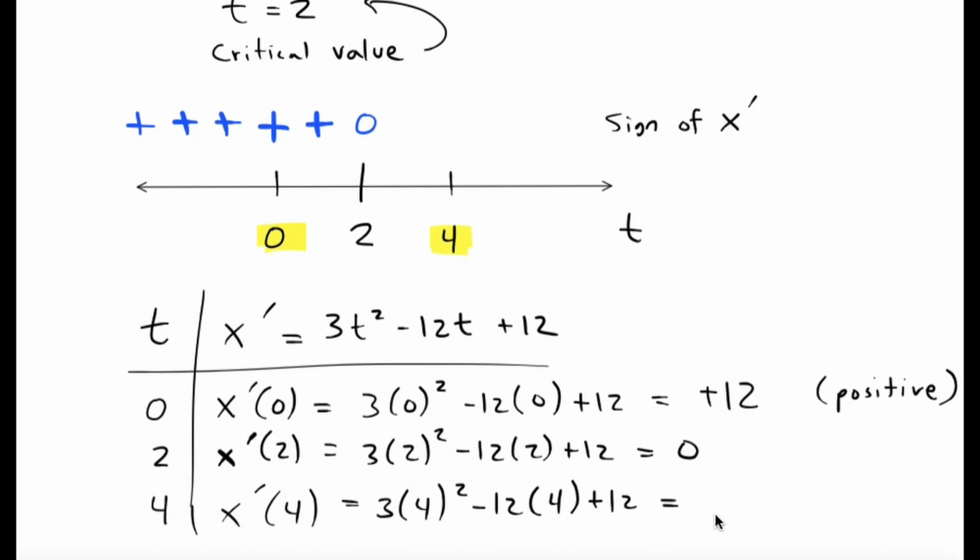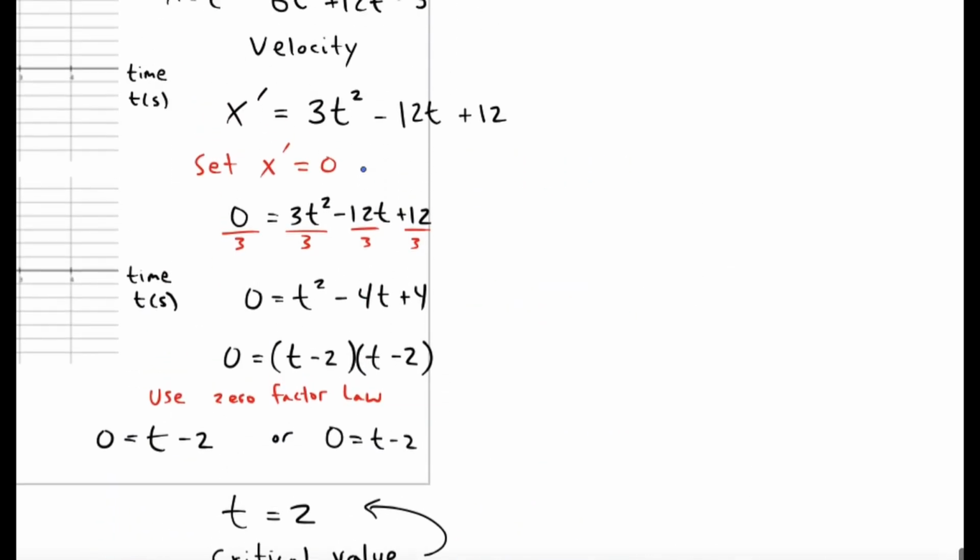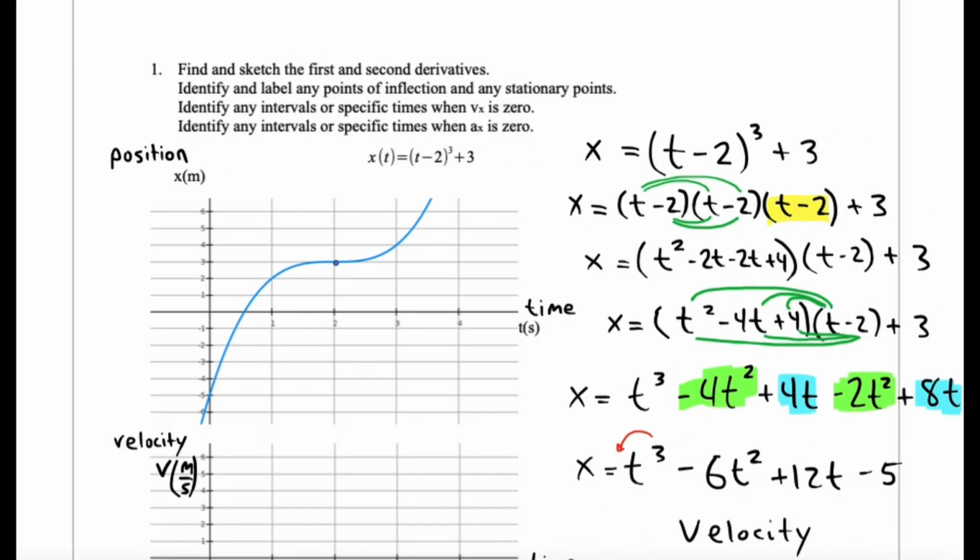Yeah, 48 minus 48 plus 12 makes 12. And this is positive as well. Alright, so that's an interesting result. What the positive derivative means is that the original f of x is sloped up here. And the positive on this side means f of x is sloped up there as well. Now, if we look at the picture of f of x, we can see that that is the case.